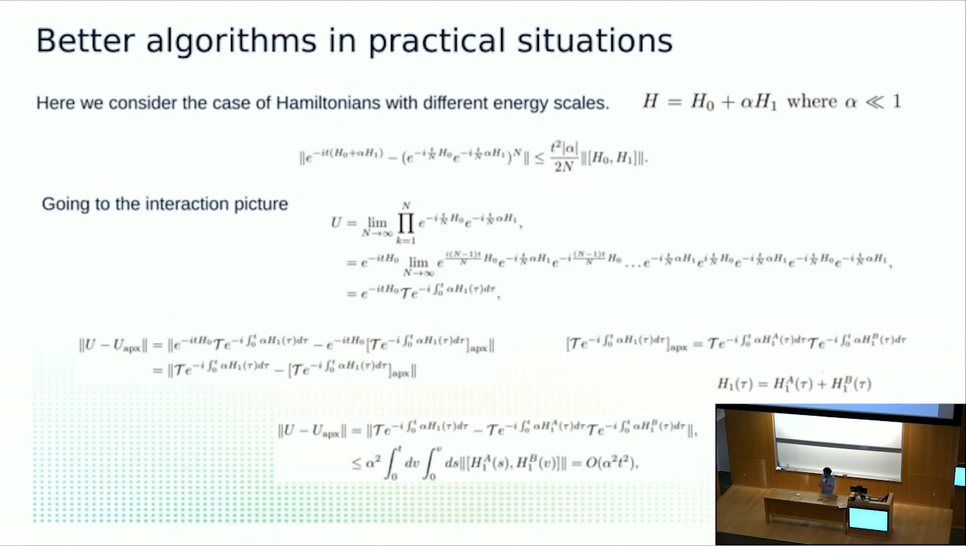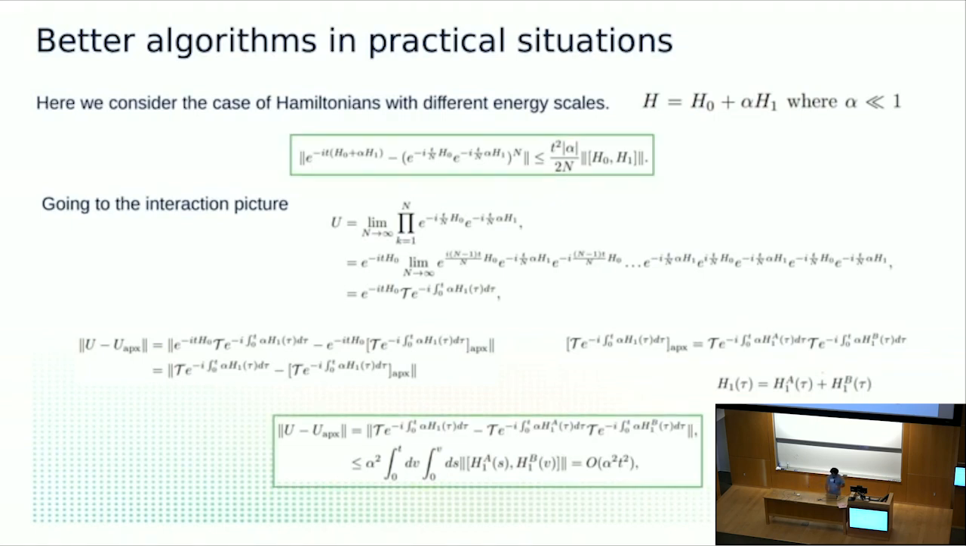We are essentially moving from the time-independent case to the time-dependent case by going to the interaction picture. And in the interaction picture, we bound things better by essentially not caring about the large part, which is H0. And you can see that the comparison here is just the scaling with alpha, which will be the focus of my talk. How do we make a better scaling with alpha here?